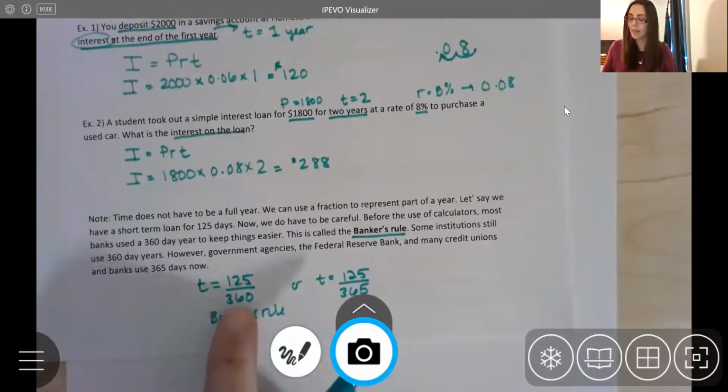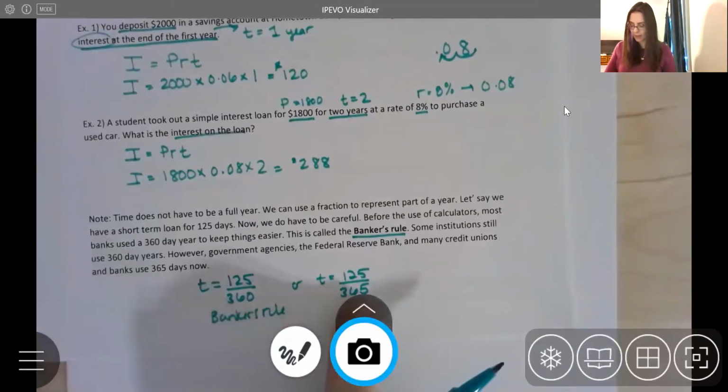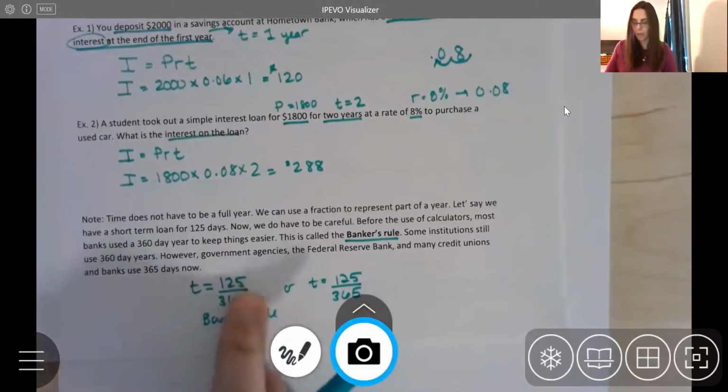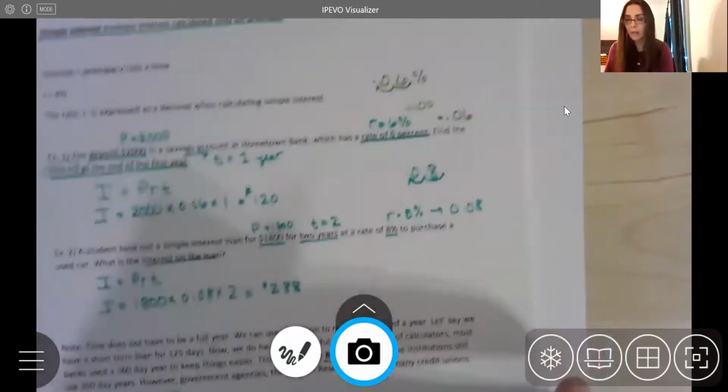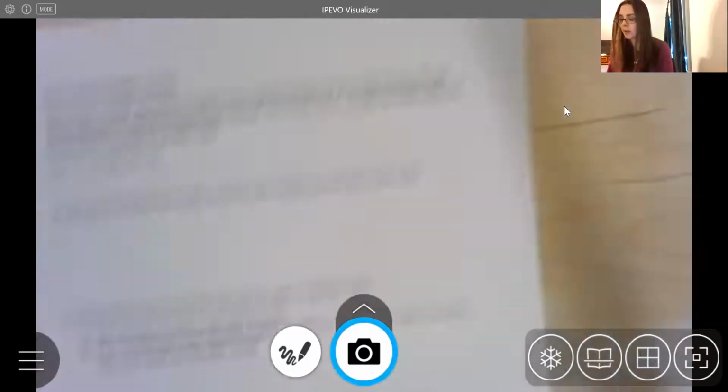One thing I will note is that the values with 360 tend to be higher, right? Because 360 is a lower number than 365. So when you divide, you get a higher value here. So when you have a loan, the banker's rule works in favor of the bank, not in favor of the person. So it's just something to keep in mind that it tends to give you slightly higher values. It's not a huge difference, but it's slightly higher.